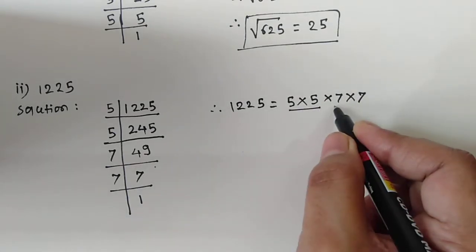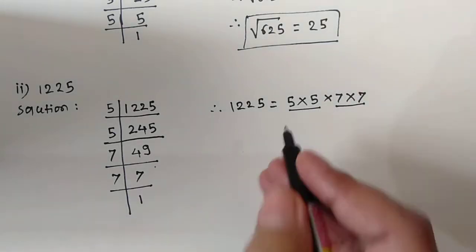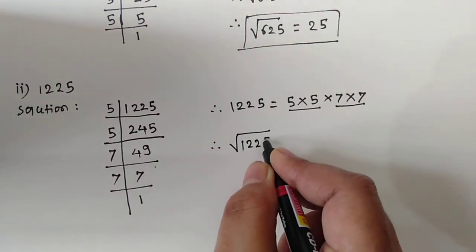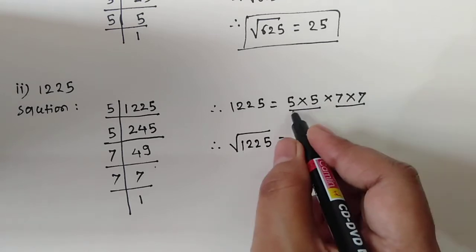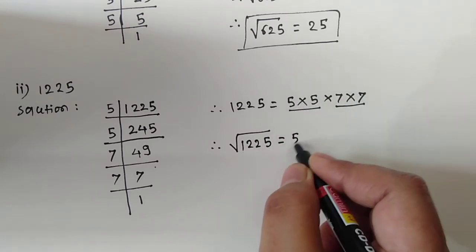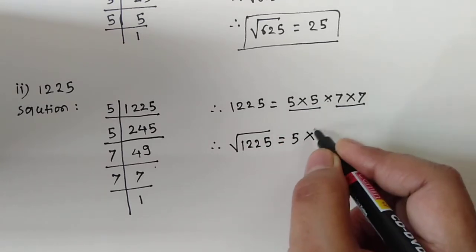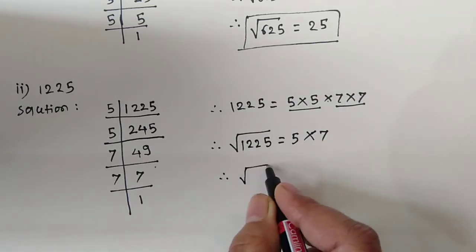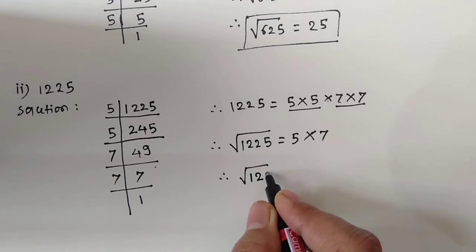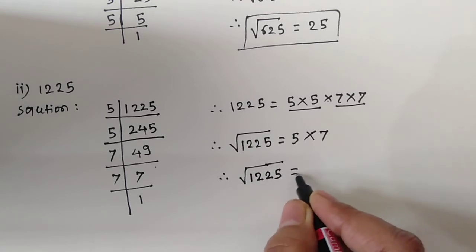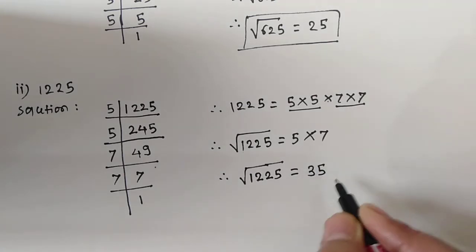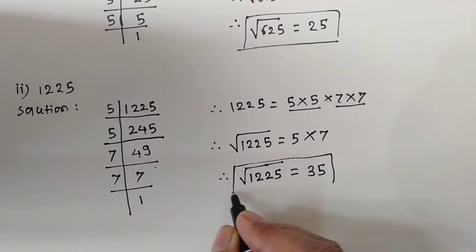Now make the pairs of same factors. Therefore square root of 1225 is equal to, take the one number from first pair multiply one number from the second pair. So therefore square root of 1225 is equal to 5 sevens are 35, and this is the answer.